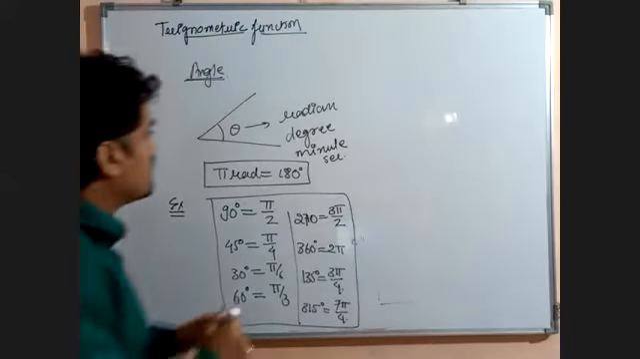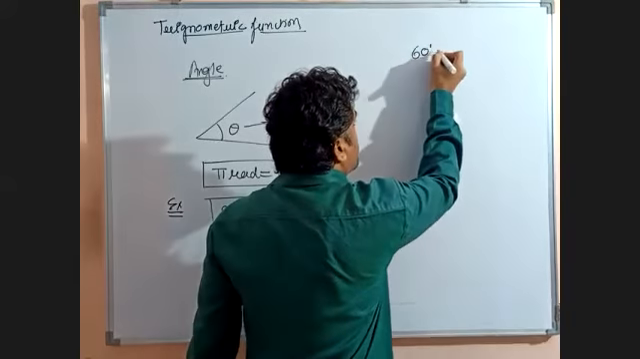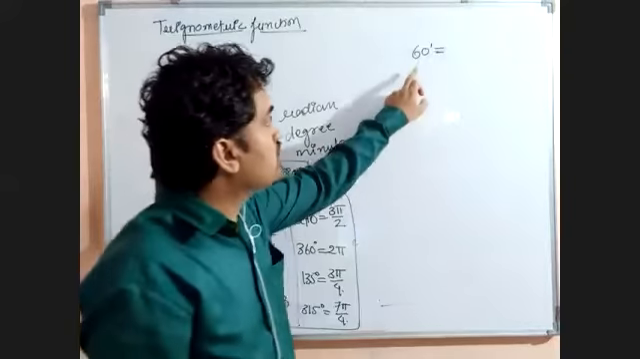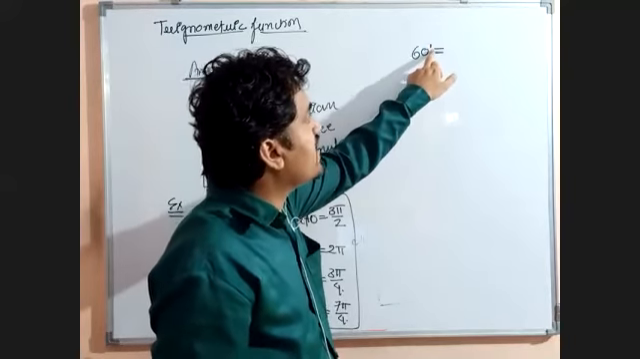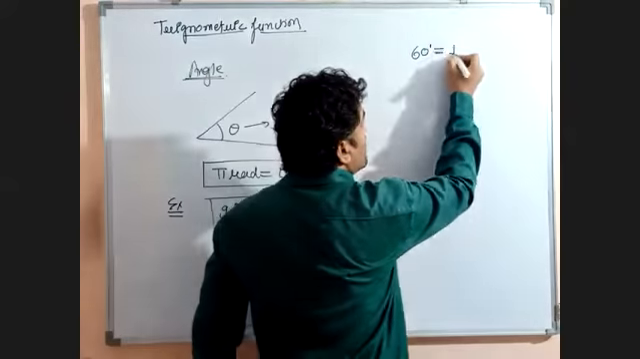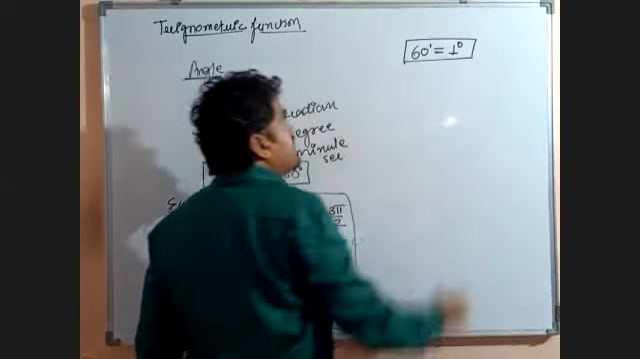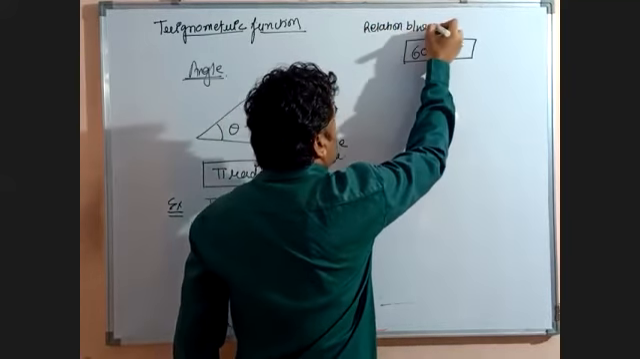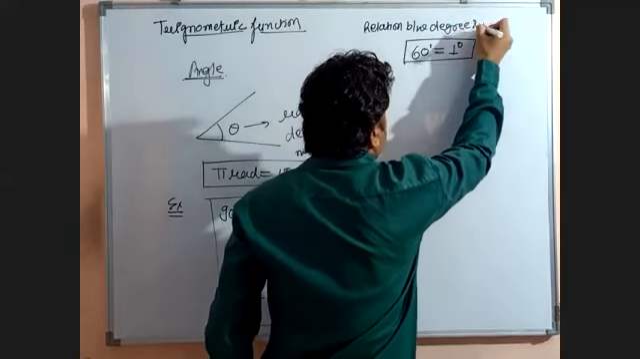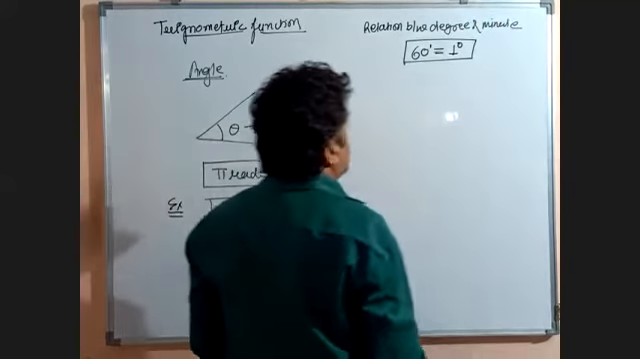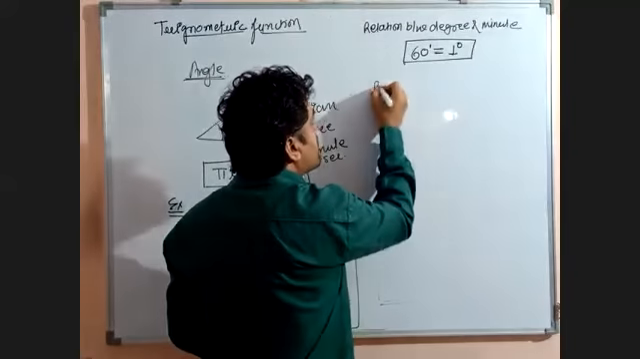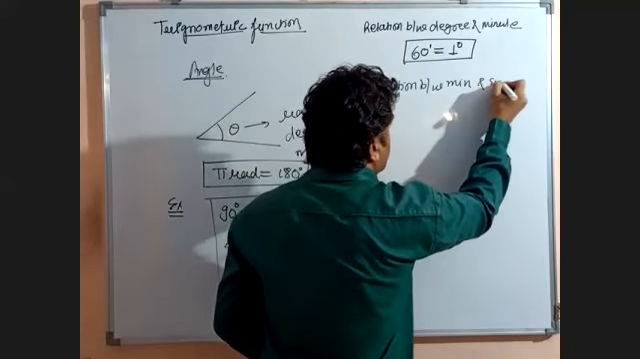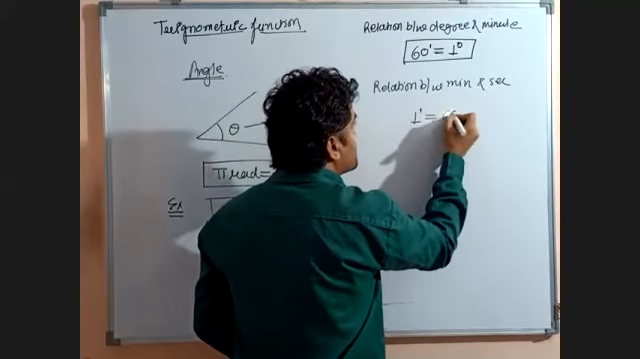Now, how can we represent minute? By putting a single dash. So 60 minutes, where the dash indicates minute, is equal to 1 degree. This is the relation between degree and minute. And the relation between minute and second: 1 minute is equal to 60 seconds.